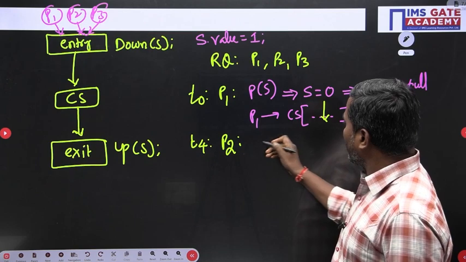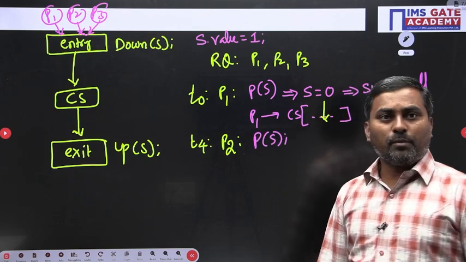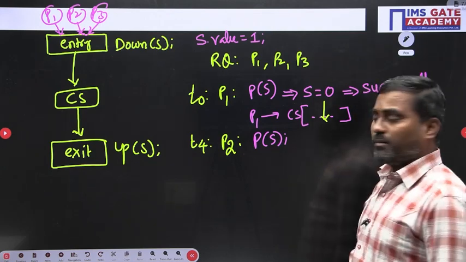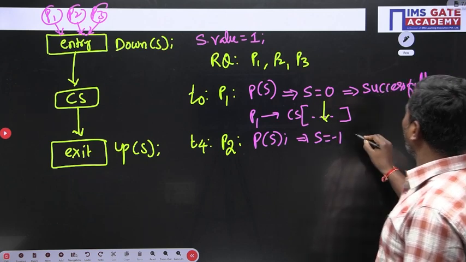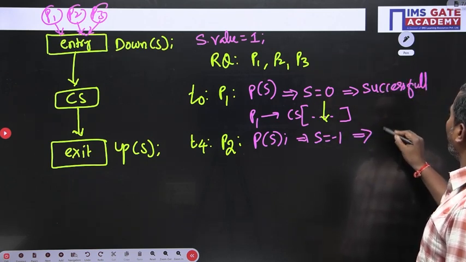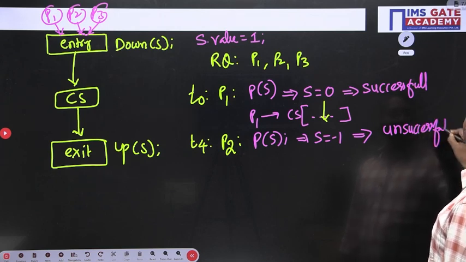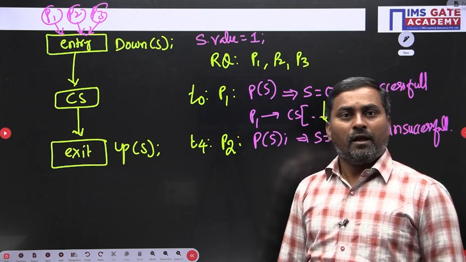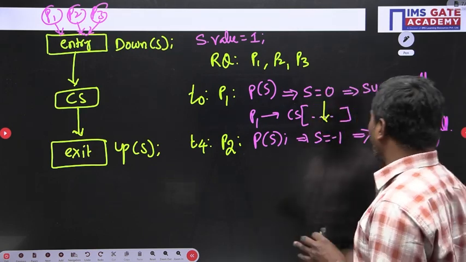Now it is also running P of S. What does P of S indicate? Down of S, which is nothing but decrementing the current semaphore value. So S becomes -1. What is the implication? An unsuccessful operation. If the operation is unsuccessful, what should I do? You have to block it.